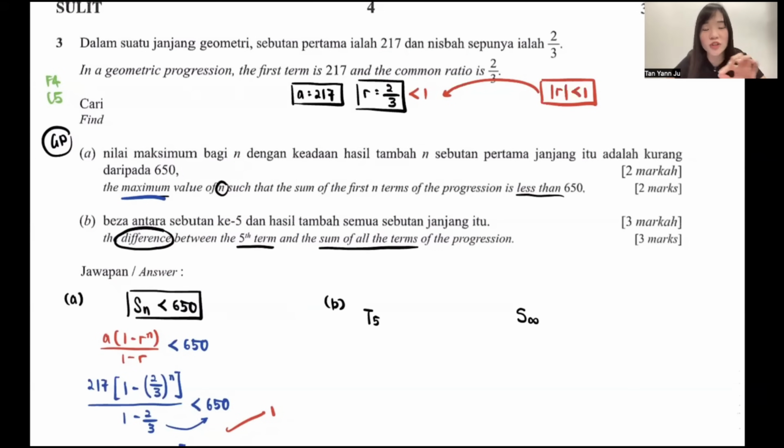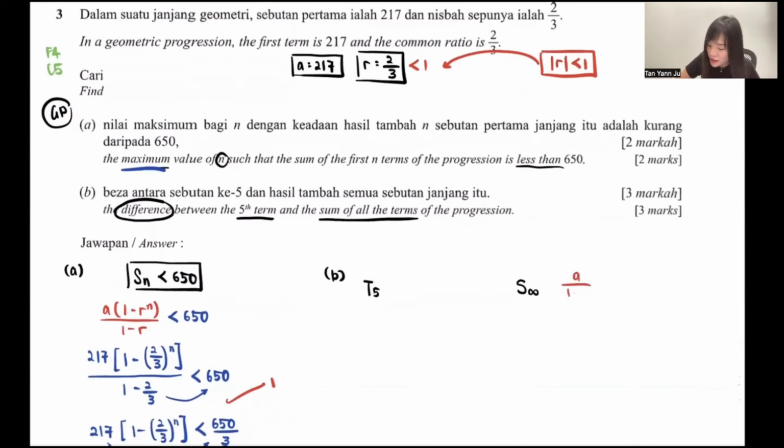So since 2 over 3 is lesser than 1, then definitely this question will have an infinity term. So that's why I can find S infinity. The S infinity formula is A over 1 minus R. And for TM, this is the formula. So both, I just need to find out. The A is 217, the R is 2 over 3, the N is 5, and then N minus 1, which is 4. So 2 over 3 power 4 times 217. So guys, for this one, I'm getting 42.8642.